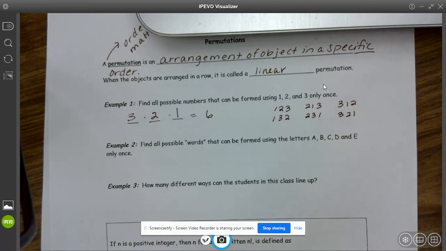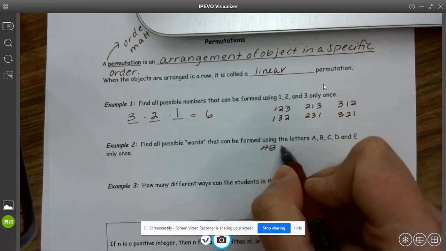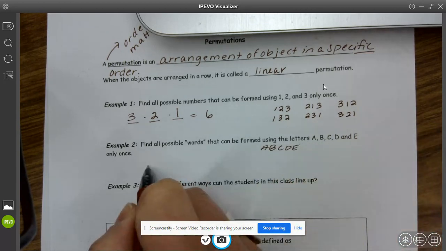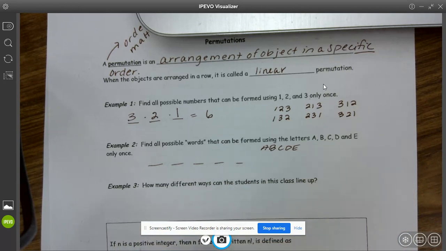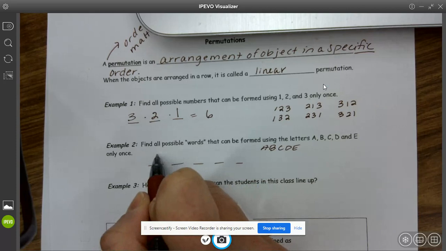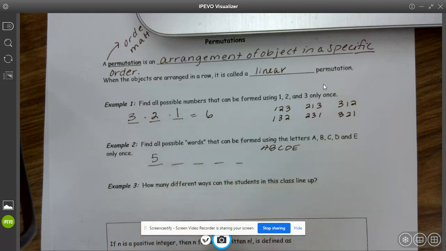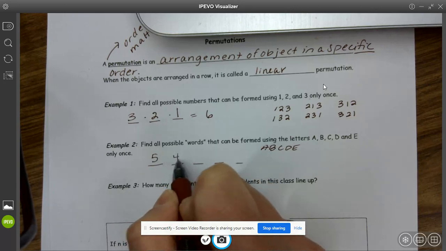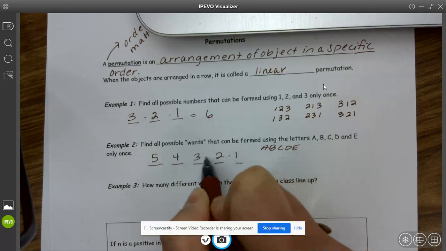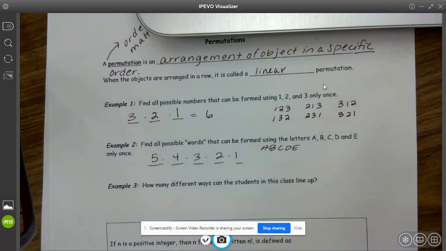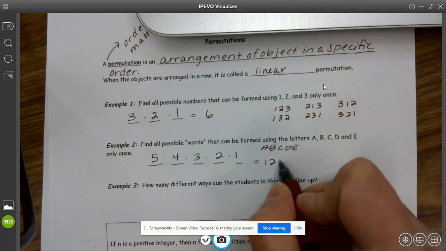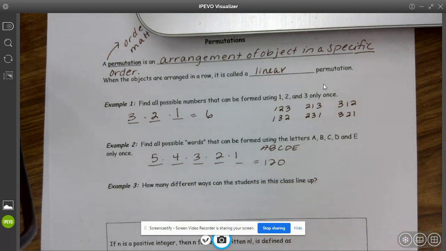It says find all the possible words that can be formed using A, B, C, D, E. We're calling that a word. If I were to have a 5-letter word, I could choose A, B, C, D, or E for the first letter. So I have 5 options. You put your option numbers here. If I then use A, then I could use B, C, D, or E. It's descending. So 5 times 4 is 20, times 3 is 60, times 2 is 120. Yeah, that'd be a lot to write out.